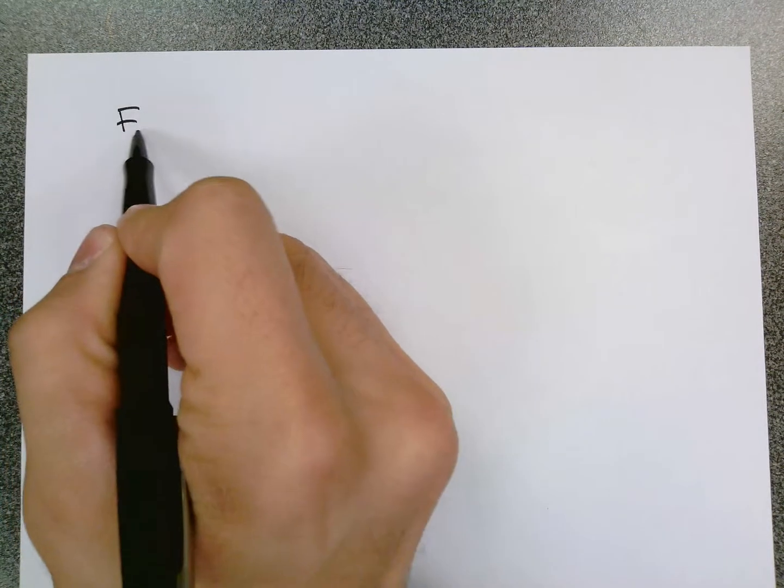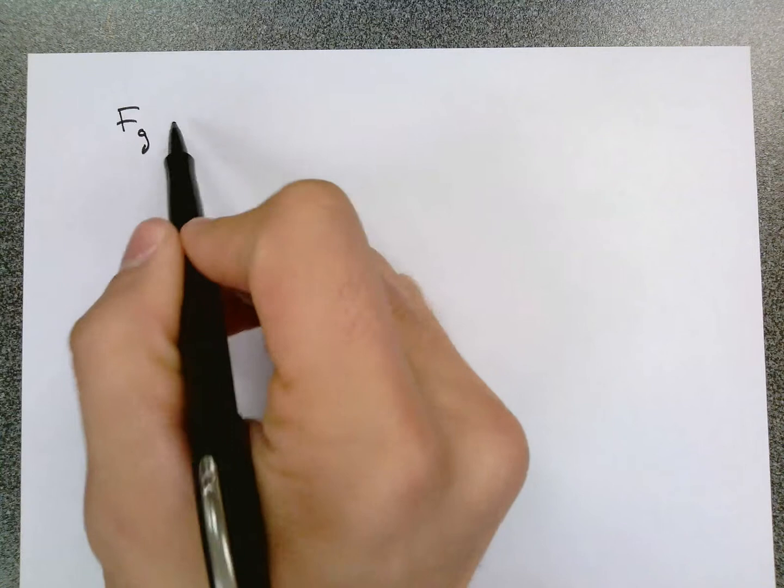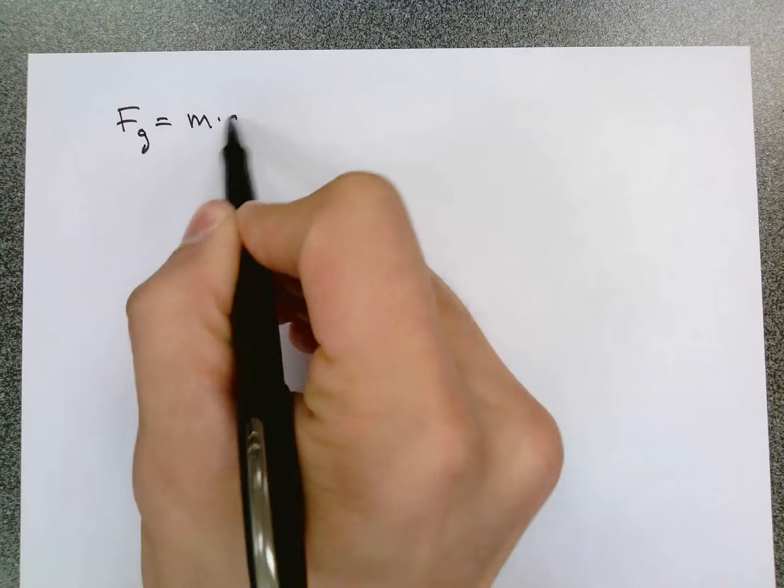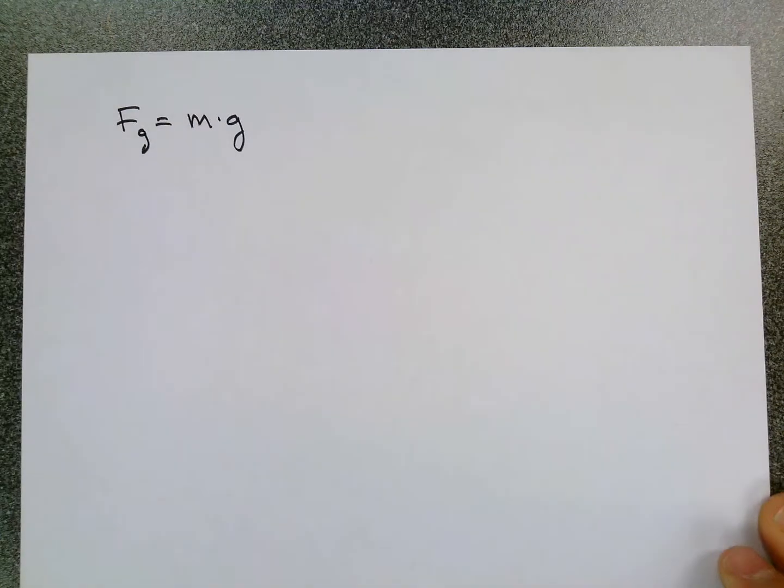Alright, for this video I want to go over where the value 9.81 meters per second squared comes from. And this is where we're going to bring together two equations that we've introduced previously. One equation is force of gravity is equal to mass times the acceleration due to gravity.